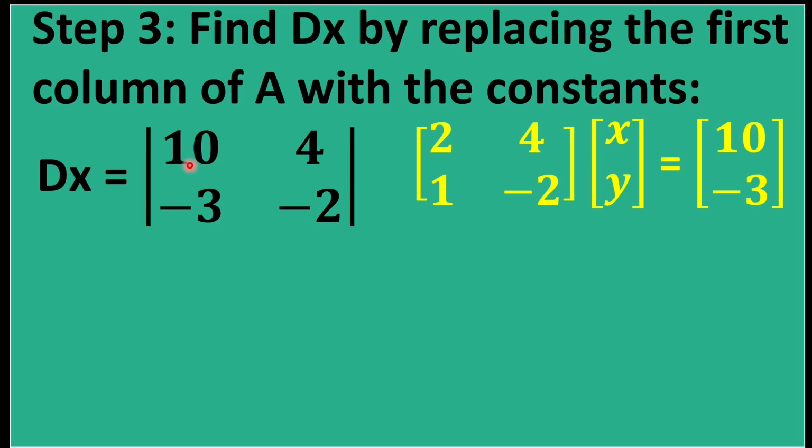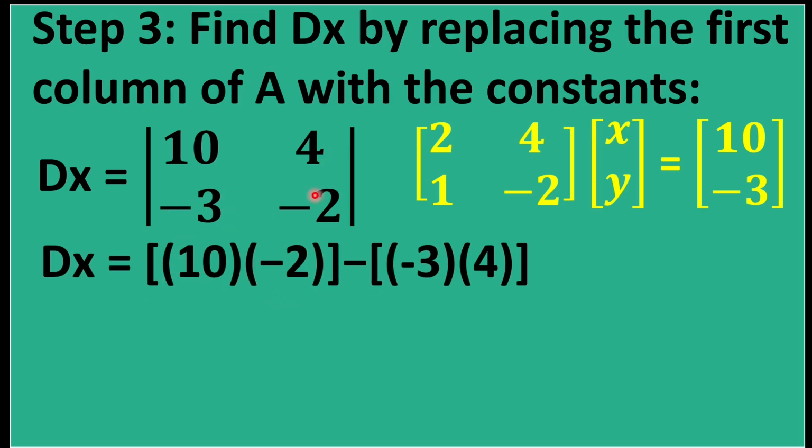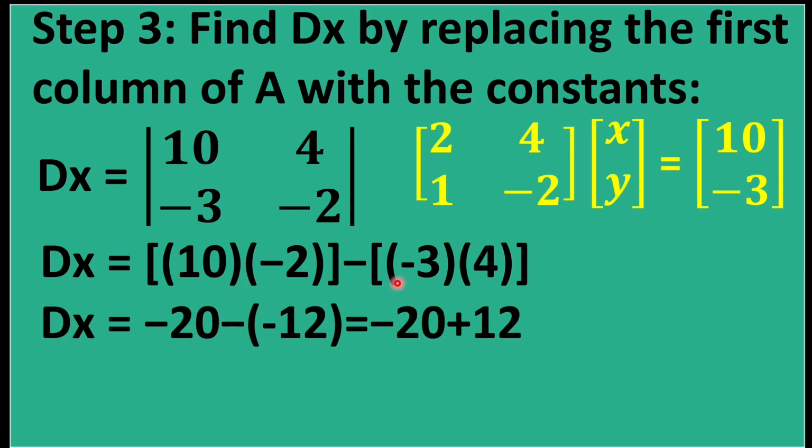Now again we find the determinant, that is Dx. We multiply these two terms and then subtract the product of these two terms. So, 10 times minus 2 and minus 3 times 1. This becomes minus 20, and this becomes minus 3, and when subtracted, minus 20 plus 3 equals minus 17.